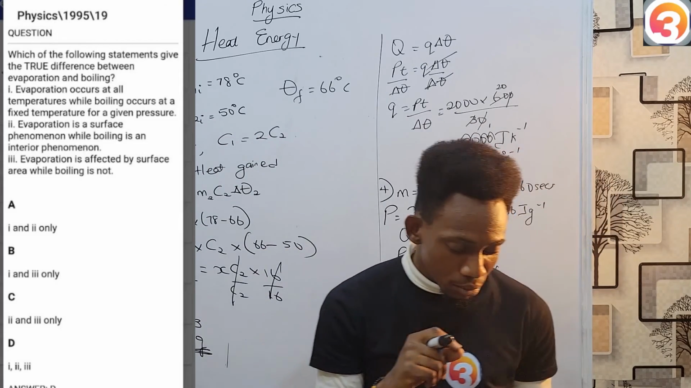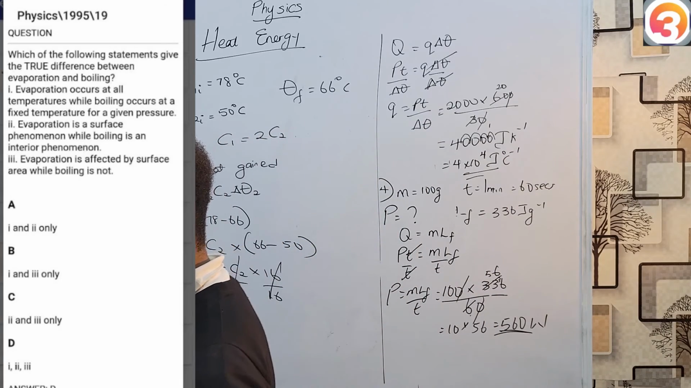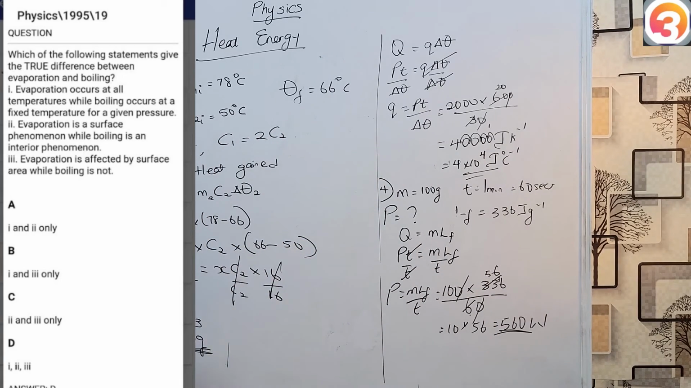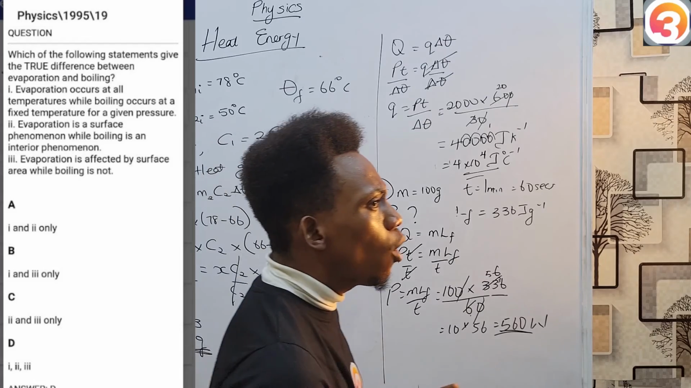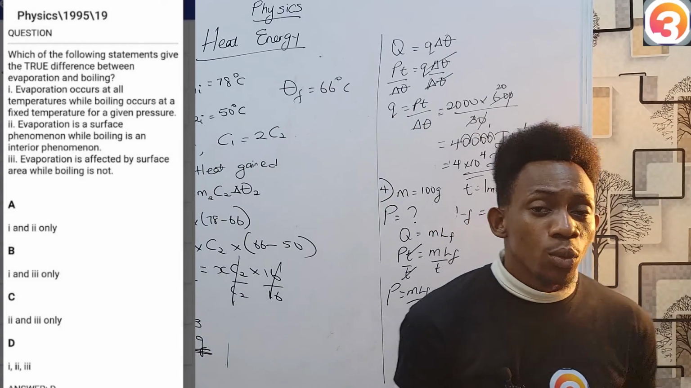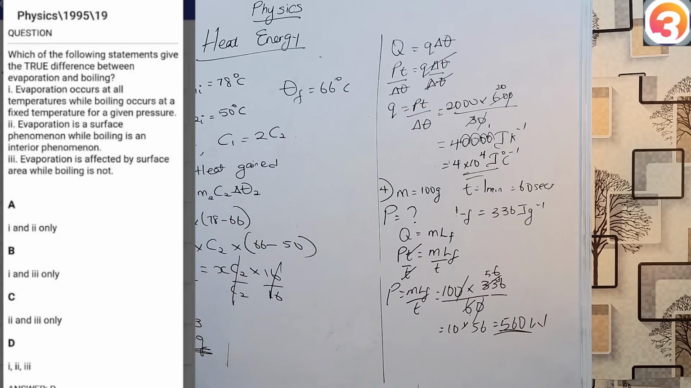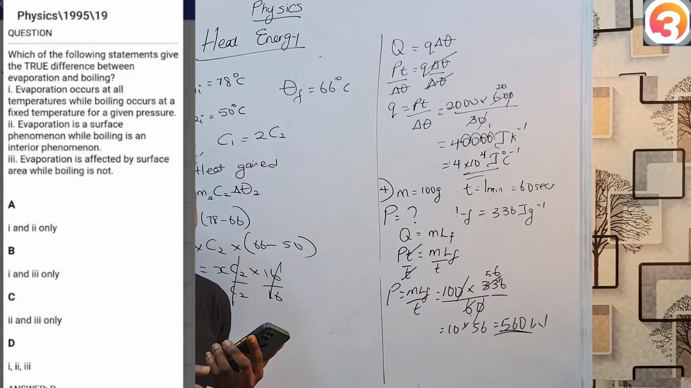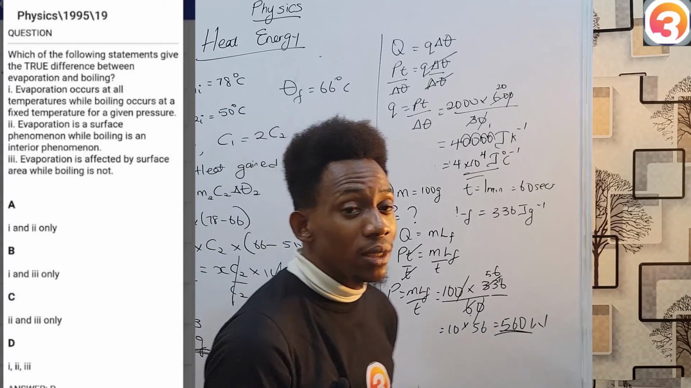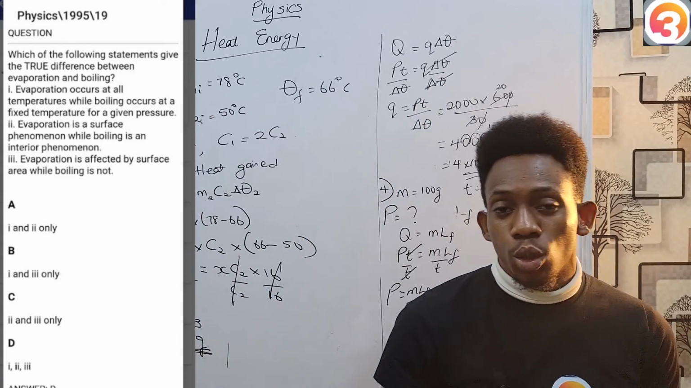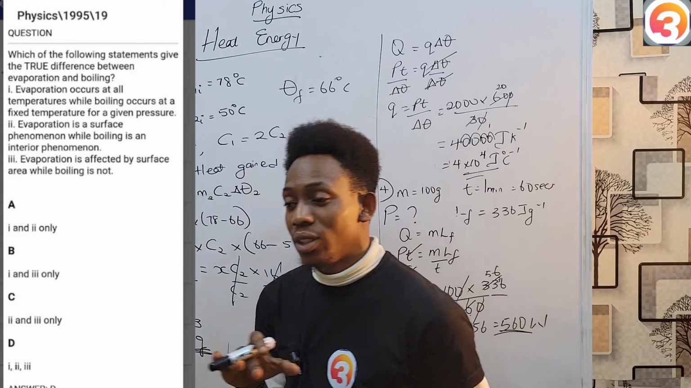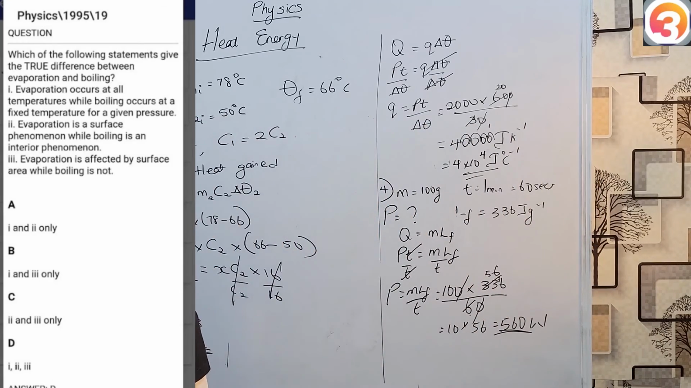Keep that in mind. Two, evaporation is a surface phenomenon, while boiling is an interior phenomenon. Also quite true. When boiling water, as you are aware, boiling typically starts from within the base inside your pot or your kettle, rising to the top. That's interior. Evaporation, on the other hand, starts from that simple surface. It focuses on that surface. So yes, two is correct.